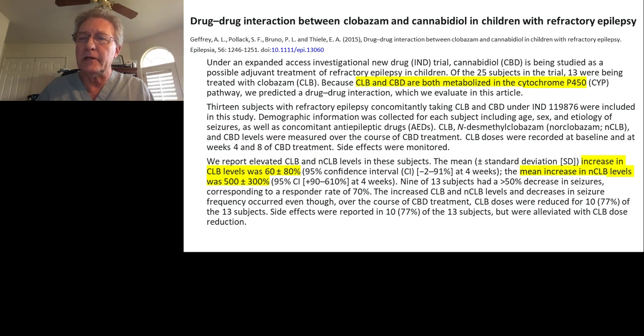And in this particular study, which again was supported by a company that was trying to bring this product into the market, their assessment was that side effects were reported to be in 10 of the 13 subjects, but were alleviated with the clobazam dose reduction. So they're not making the statement in their abstract saying that you shouldn't use it.